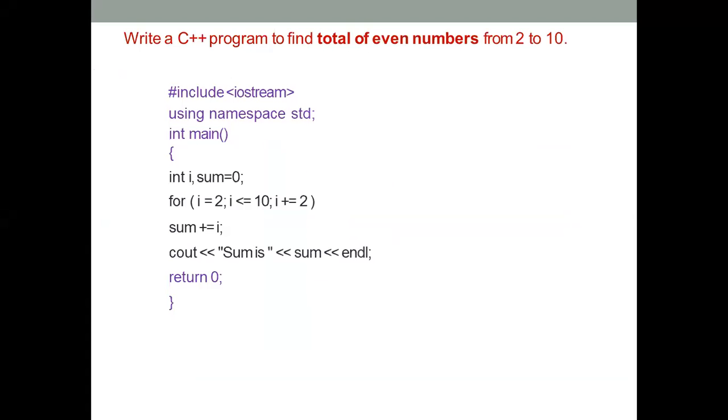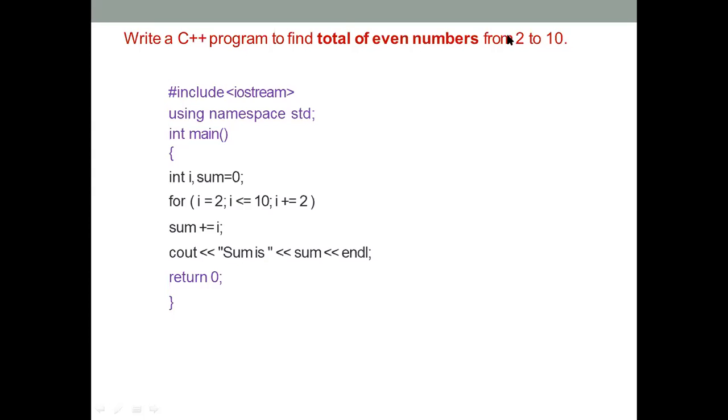Okay, so let's look at this one. Write a C++ program to find the total of even numbers. What does this mean, total of even numbers? Okay, from 2 to 10. So we have to find the even numbers. What are the even numbers? Even numbers are 2, 4, 6, 8, and 10. So you are going to add these even numbers. The total means that you are going to add the even numbers from 2 to 10.